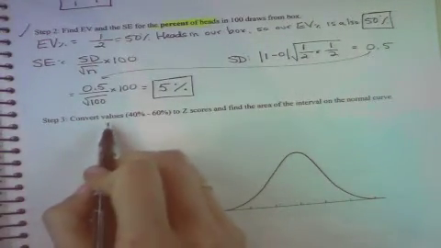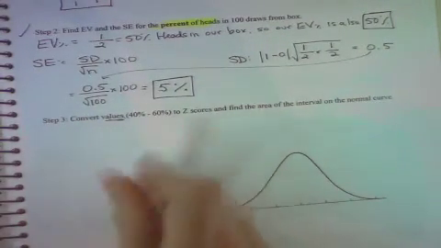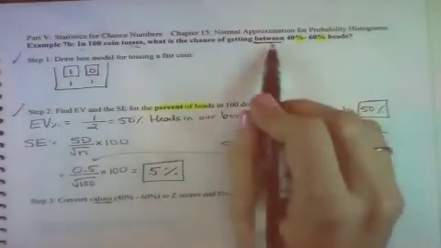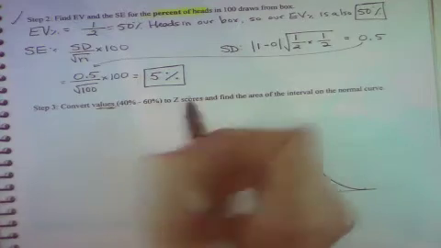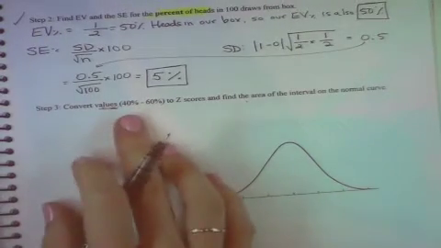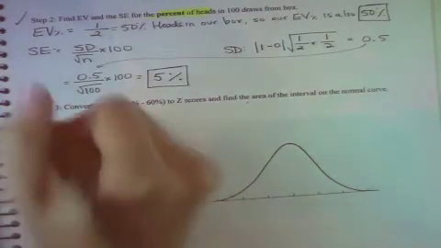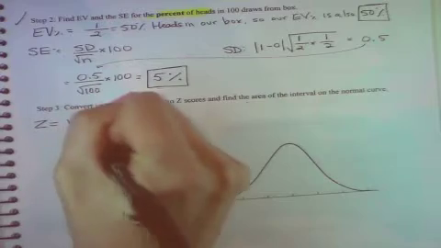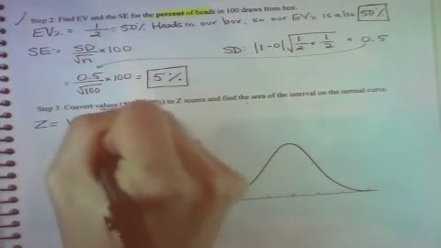Step 3, convert the values. And what are the values again? Those are the numbers of interest. We were concerned with getting between 40 and 60 heads, so our values are going to be 40 and 60. Convert to z-scores and find the area of the interval on the normal curve. So let's start with this 40, okay? So z-score is equal to value minus expected value over standard error.